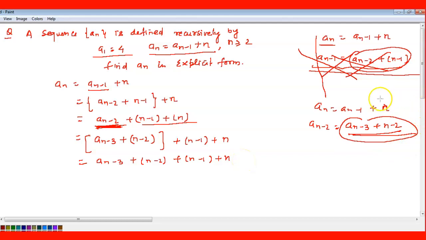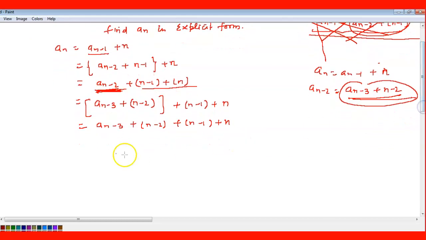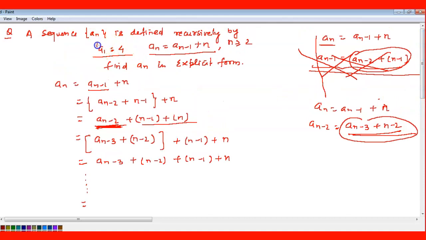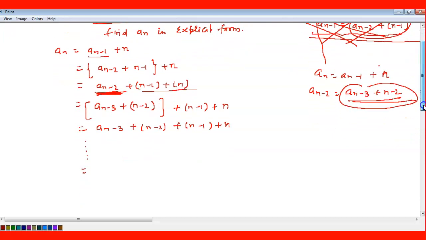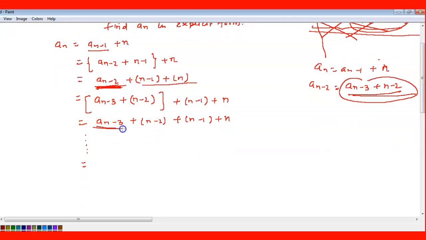If you proceed like this and so on, tell me what you can substitute for n. How will you decide? You check which value is given in the question. It is given a1, so you have to bring it down to a1. In the place of n, the increment is happening: 4, 5, 6, 7, until n only, right?